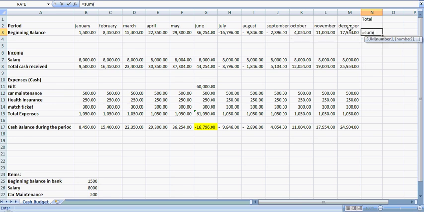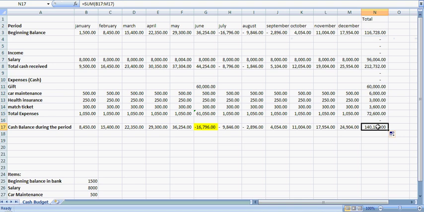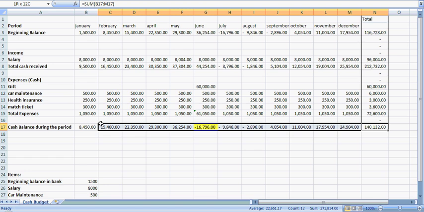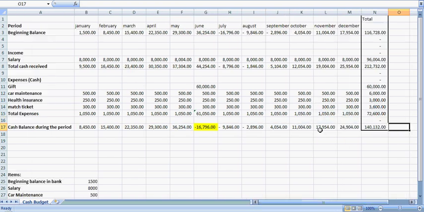It should be the sum of all of this. Now, all we have to do is replicate, and here we go. Now, here we could see the total of all the expenses we have during the year and how much money we are going to have by the end of the year, which is 140,000. If you have noticed, we simply stated all the expenses during the year.